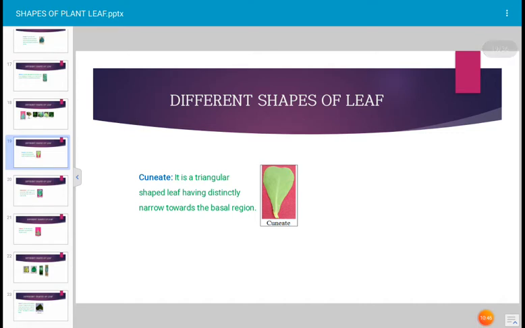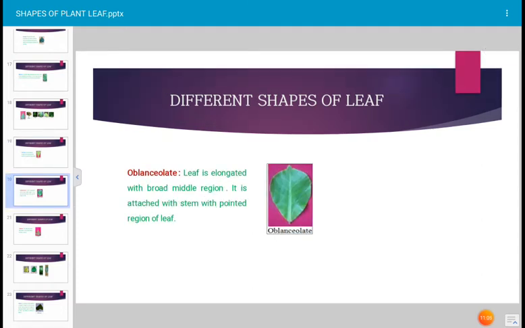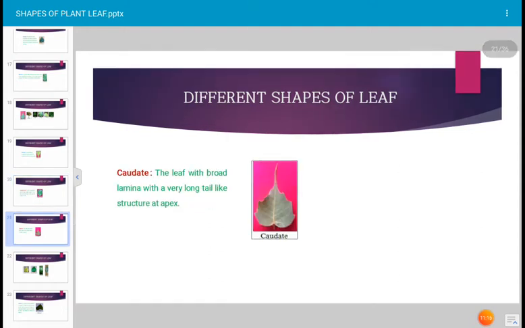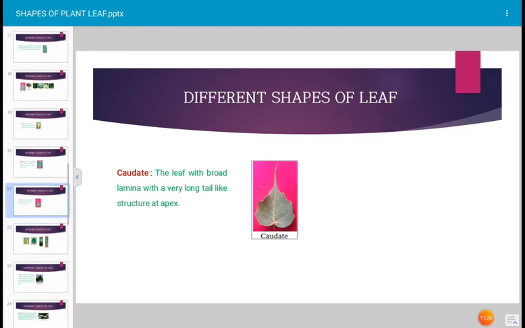This is the photograph, that is such a shape of the leaf that is described as cuneate. It is a triangular shaped leaf having a distinct narrowing toward the basal region. Very typical shape of leaf that is shown in the photograph. This is the cuneate shape of leaf. This is oblanceolate shape. Leaf is elongated with a broad middle region. It is attached to the stem with the pointed region of the leaf. Next. Cordate shape. The leaf with broad lamina with a very long tail-like structure at the apex. Such a leaf is described as cordate.